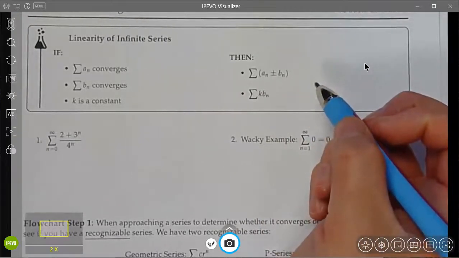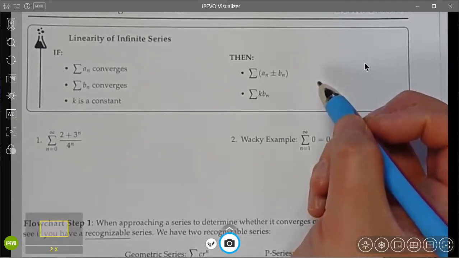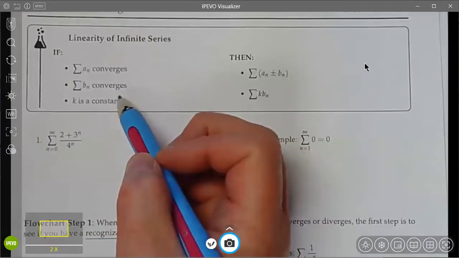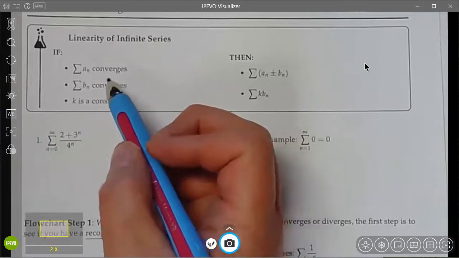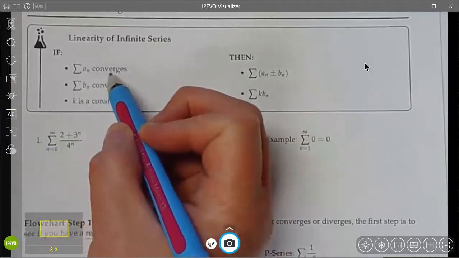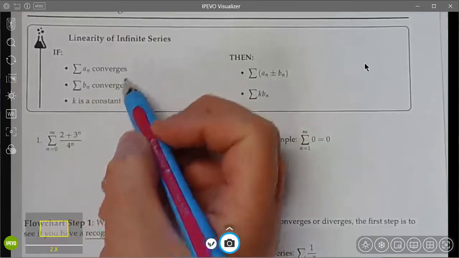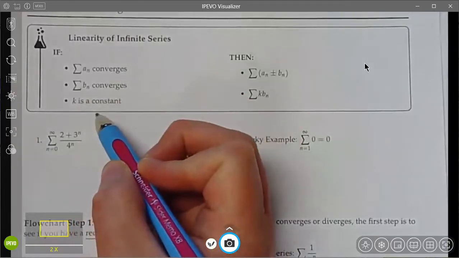So this linearity property is something that shows up in a number of fields in mathematics, and you'll probably see this again if you take a linear algebra course. To use this with the infinite series, we have a couple of conditions here. The first condition is that the series of a sub n needs to converge, and the series of b sub n needs to converge all on their own.